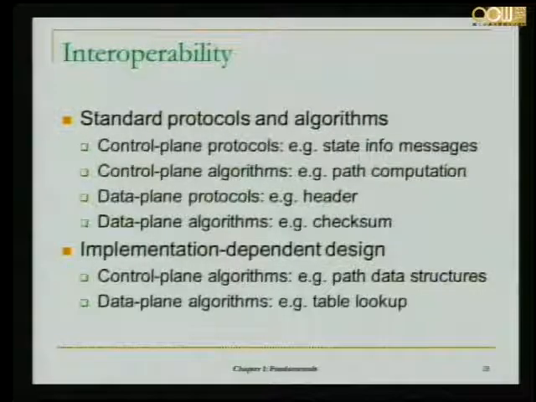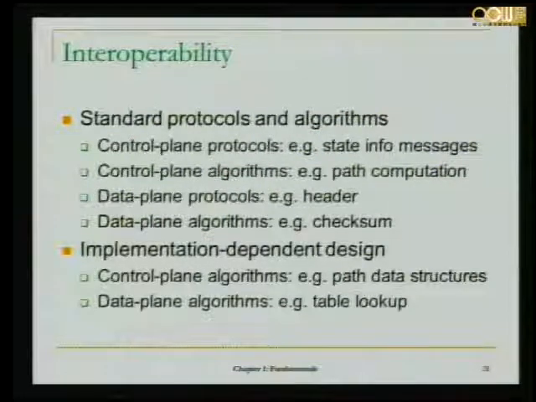Okay, the final issue in this section is on interoperability, where we're concerned about what should be standardized and what should not be standardized. Usually, you talk about what should be standardized. Things like the protocol message, the message exchange between the peers, should be standardized. So we're talking about message standardization, and the message could be for the control plane protocol or data plane protocol. So in the control or the data plane, we need to standardize these protocol messages.